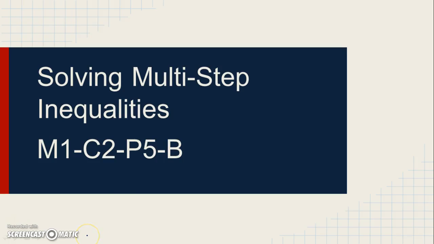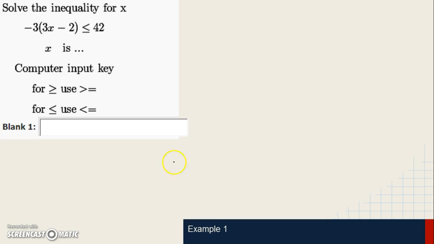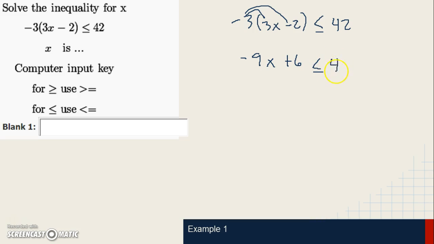Today we're going to learn how to solve multi-step inequalities, just building off of what we did with 1 and 2-step inequalities. So here I have negative 3 times 3x minus 2 is less than or equal to 42. Before I try to isolate x on one side of the inequality, I'm going to simplify as much as I can. So in this case, I'm going to distribute this negative 3, and I get negative 9x plus 6 is less than or equal to 42.